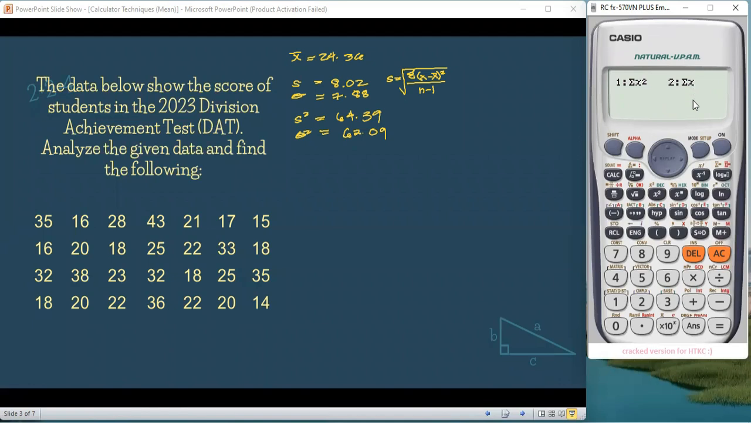So, first, let's get the summation of x. So, that is number 2, and equal to 682. So, sulat po natin 682. The summation of x is 682. How about the summation of x squared? What is its value? So, kapag summation of x squared naman po, easy lang po ulit. Shift 1, sum, number 3, and that is 1. So, our answer is 18,350.